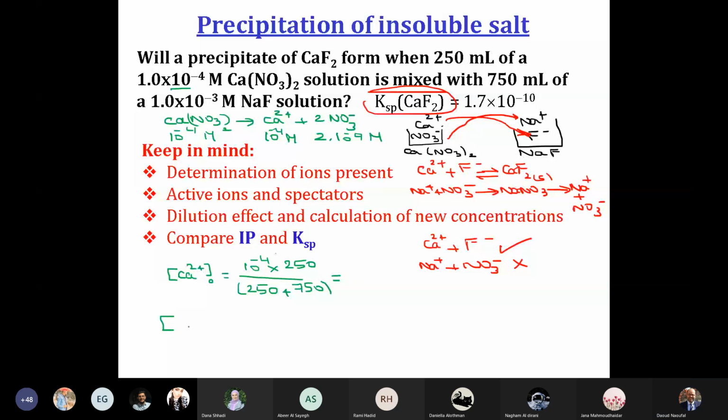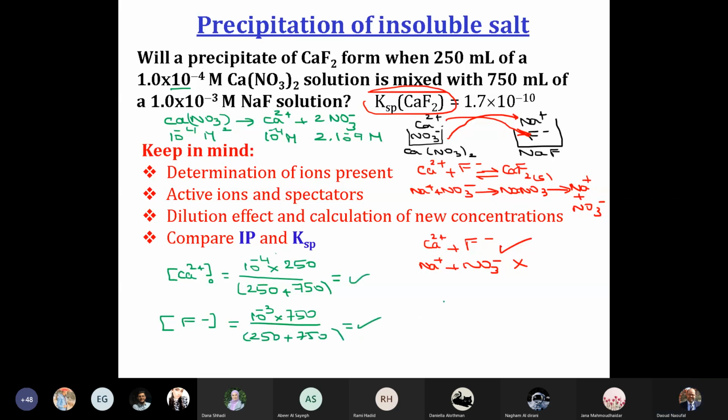I have to calculate. And we have NO3 minus. It's not necessary to calculate NO3 minus nor Na plus since they are spectator. We calculated F minus. F minus equals 10 minus 3 times 750 divided by 250 plus 750. So I calculated the initial concentrations.